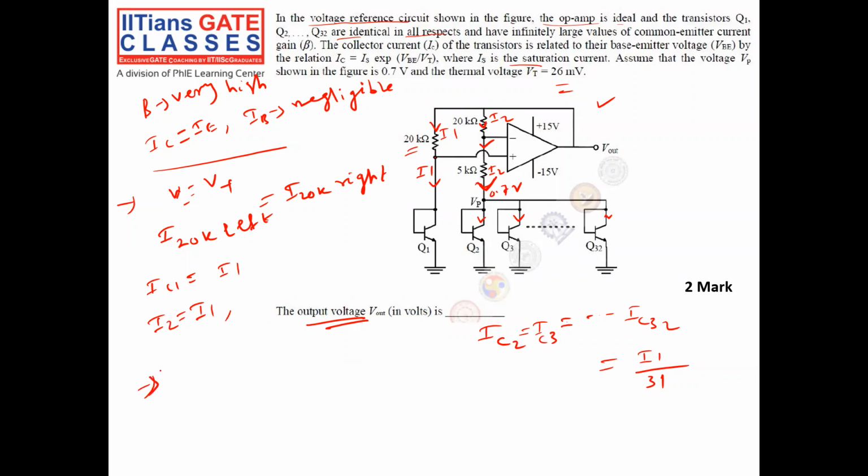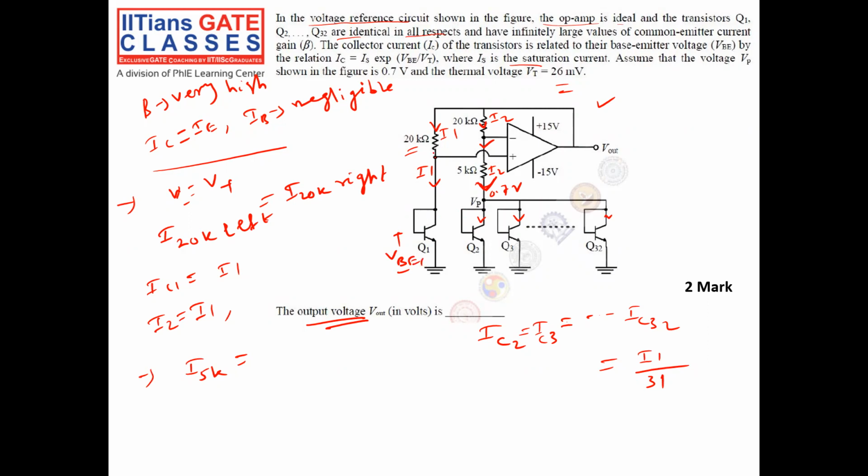Next thing is, these things you already know from the given circuit. Now what is the current of the 5K? The current flowing through the 5K is... so this is VB1, right? This is VB1.